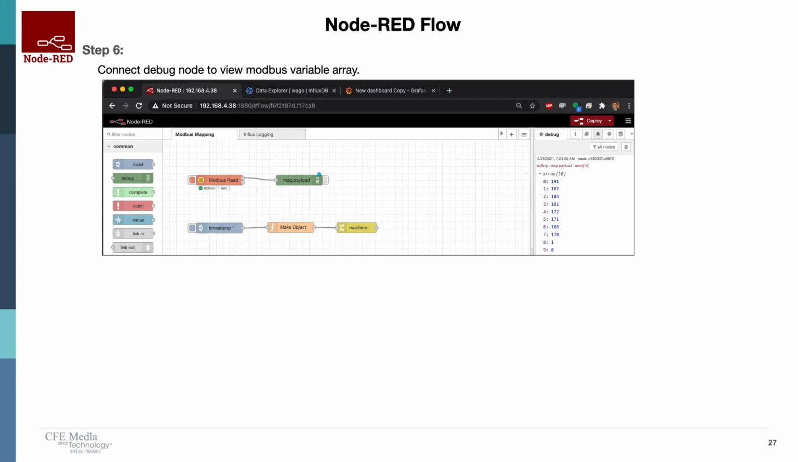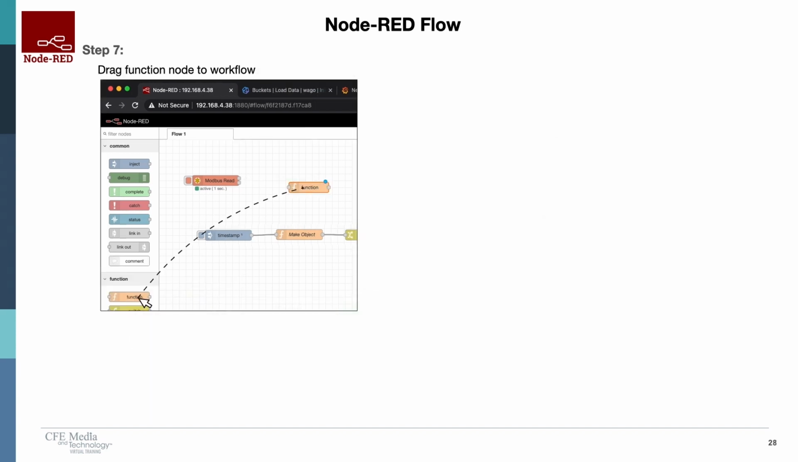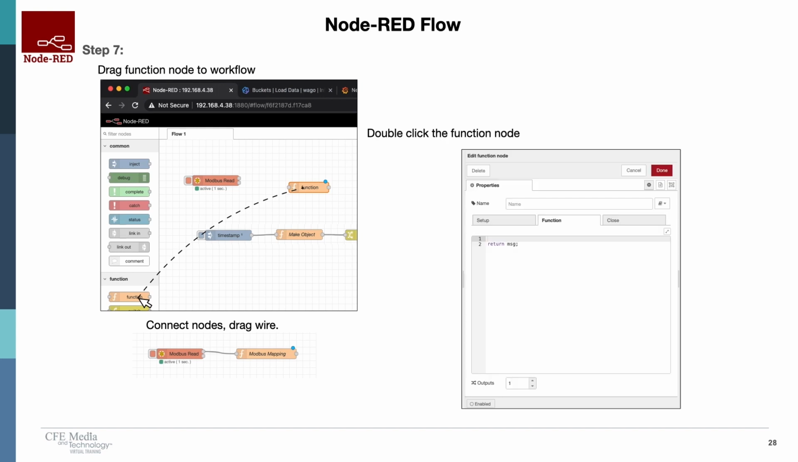So you can see here we're getting 19.1 degrees Celsius, 18.7 degrees Celsius, and then in our 9th register, the 8th word is a value of 1, which is our digital input, where the switch is in the true, on position. And so there you can see a representation of the physical I/O and how that maps to our Modbus registers. So now we can drag the function node and then drag a wire between those two.